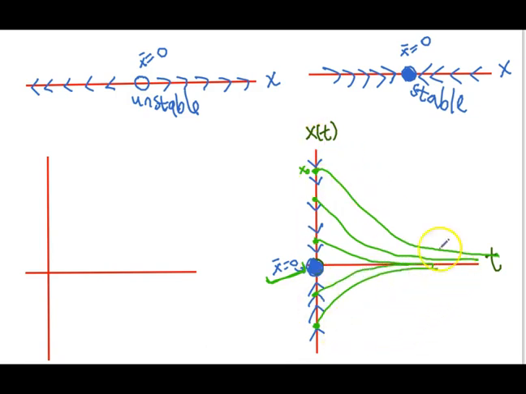So this is a picture basically illustrating the fact that the limit of x of t when t goes to infinity is equal to the stable equilibrium point. Remember, this is what we had established before, that x equals 0 in this case would be stable, and that limit is exactly equal to 0.